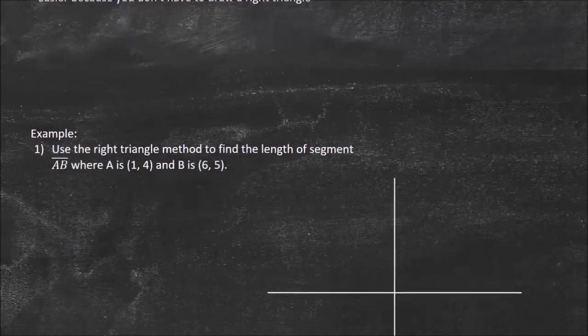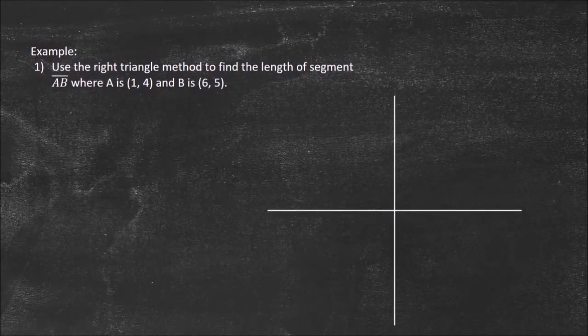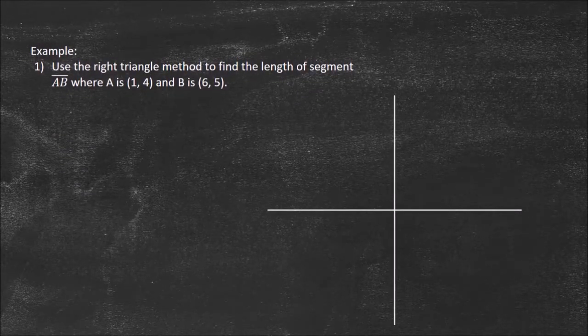So let's do some practice here. We're going to start with using the right triangle method. I know I just said that the distance formula is the quickest way, but I just want you to see what I mean when I say the right triangle method. So we're going to use that to find the length of the segment AB, where A is 1, 4, we'll put that right here, and B is 6, 5. So 6 and then 5.